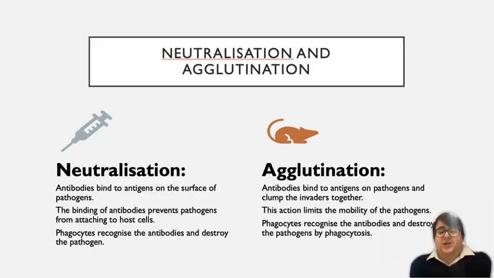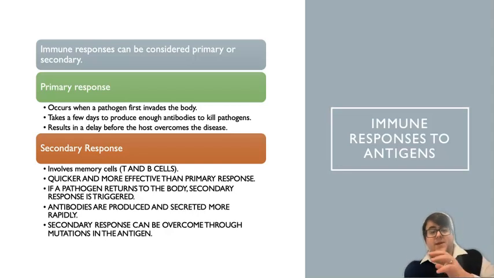Talking about neutralization and agglutination, neutralization is when antibodies bind to the antigens on the surface of pathogens, and the binding of antibodies prevents pathogens from attaching to host cells. Phagocytes recognize the antibodies and they destroy the pathogen. In agglutination, antibodies will bind to the antigens on pathogens and clump the invaders together. The action limits the mobility of the pathogens, and the phagocytes can recognize the antibodies and destroy the pathogens through phagocytosis.